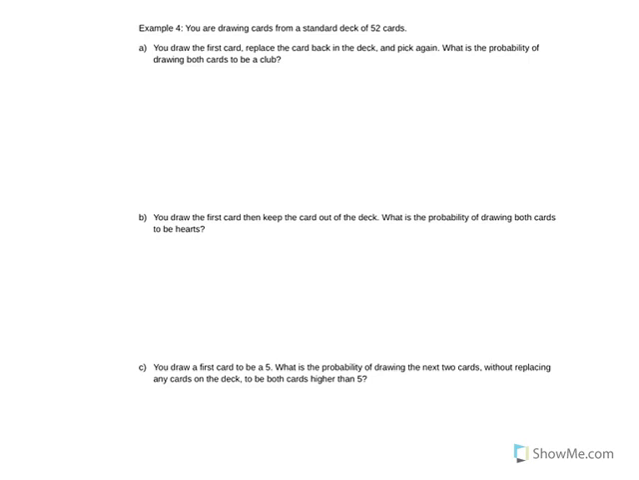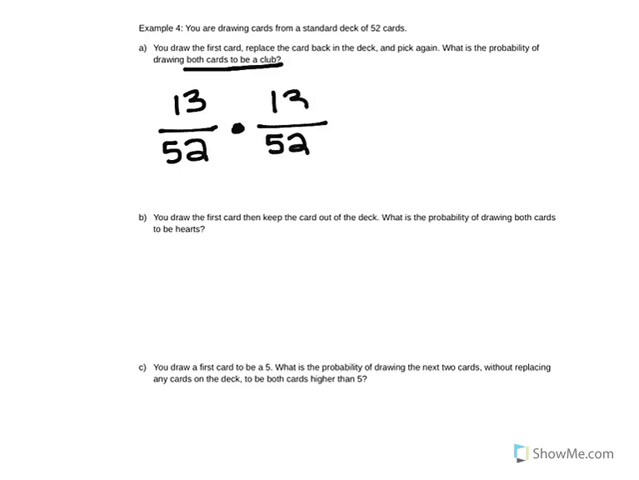So answering a question. You are drawing a first card. You're replacing it back in the deck and then you're picking again. What is the probability of both cards being a club? So on our first pick, we have 13 clubs to choose from, and we have a total of 52 cards. We put it back into the deck, so that means there's still 52 cards to choose from, and there are still 13 clubs to choose from for our second pick.